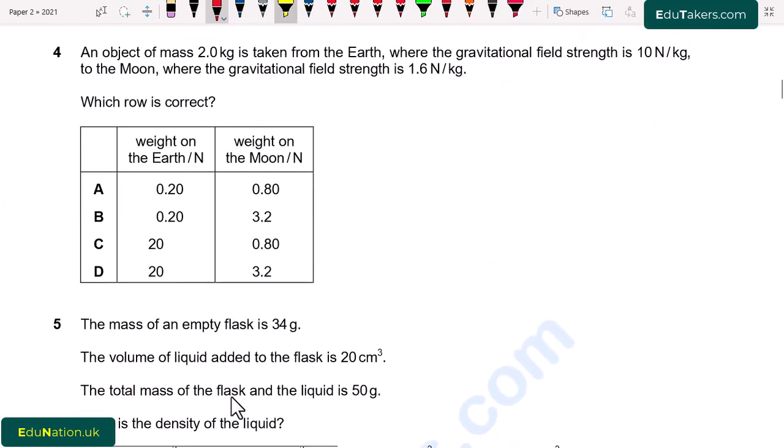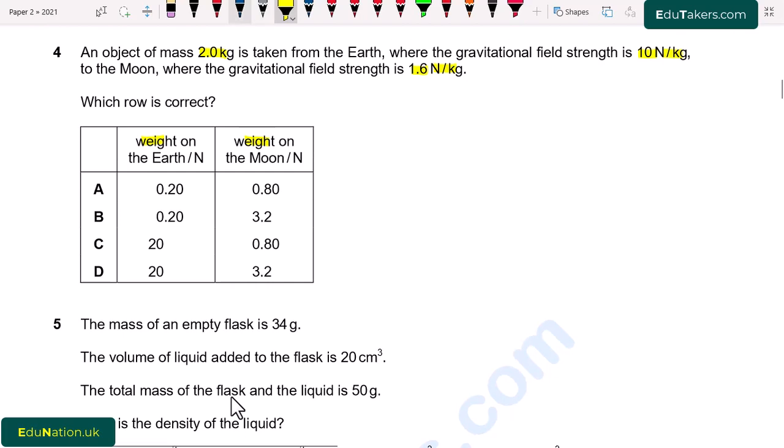Question number 4. An object of mass 2.0 kg is taken from the earth, where the gravitational field strength is 10 Newton per kilogram, to the moon, where the gravitational field strength is 1.6 Newton per kilogram. Which row is correct? Weight on the earth and weight on the moon. So here we are given the mass of the object and it is taken to the surface of the earth and to the surface of the moon. We have to find out the value of the weight on earth and on moon.